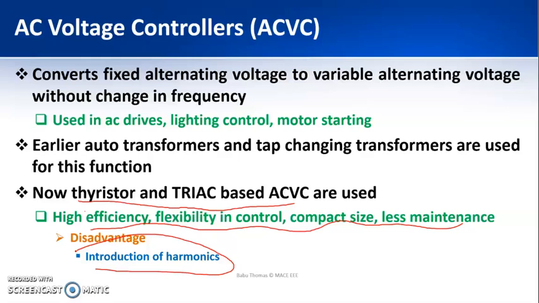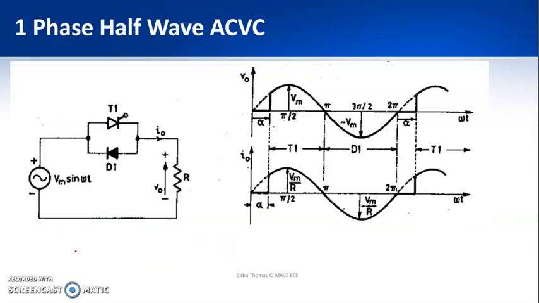Now we will see the basic type, the half-wave AC voltage controller. So this is the circuit diagram. You have your source voltage Vm sin omega t. Then you are connecting one thyristor and one diode in anti-parallel, which is connected to a resistive load. The current direction is like this, it is flowing. You can see that this is your input supply voltage.